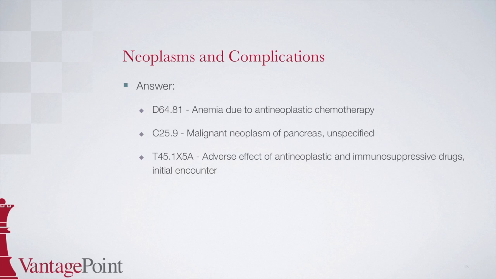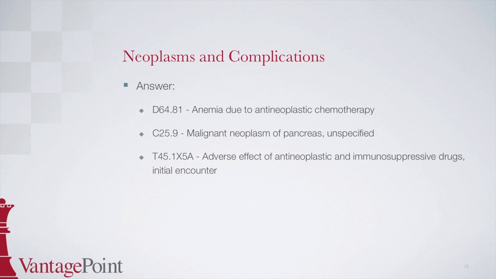This was a little tricky because if you try to look up chemotherapy in the table, there is no listing. Therefore, you have to go to anti-neoplastic and then look across to your right to the column for adverse effect, which gives you a code of T45.1X5.